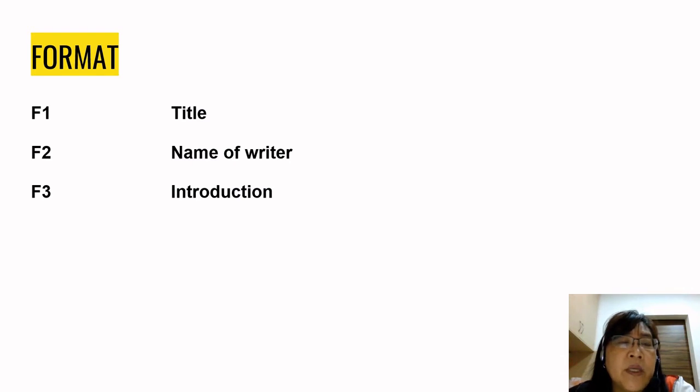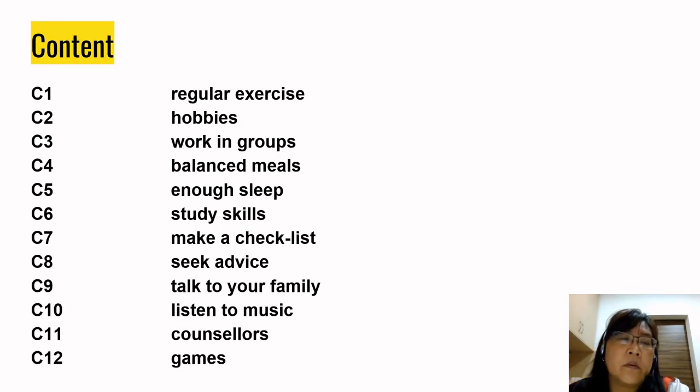So let's look at the format. F1 will be for title, format 1, format 2, F2, name of the writer, and then format 3 or F3 for the introduction. Let's move on to the content. So we have 12 contents.